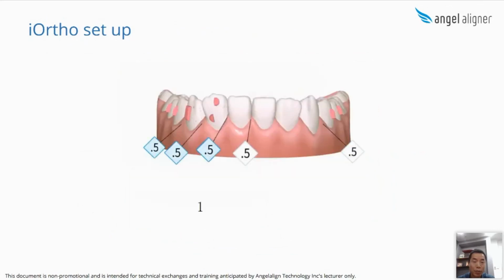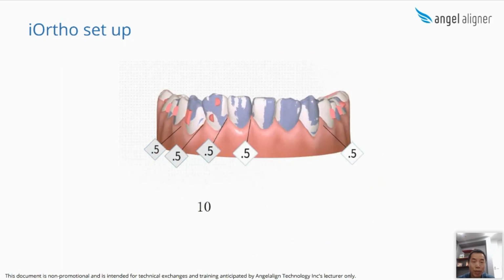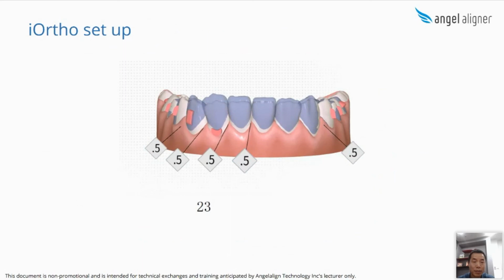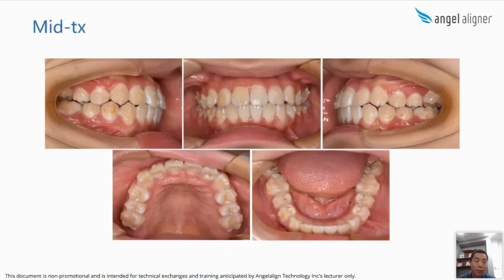From this view, IPR and the intrusion of lower anterior teeth. This is a mid-treatment intraoral view. We can see there was a slight open bite in the posterior teeth. There are premature contacts in the anterior teeth.